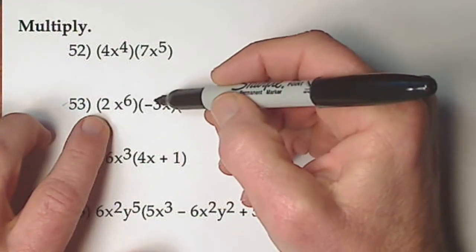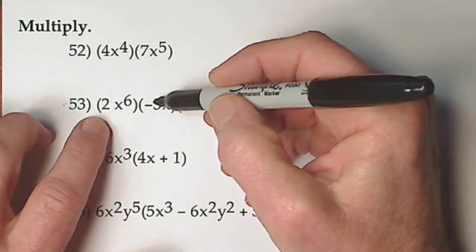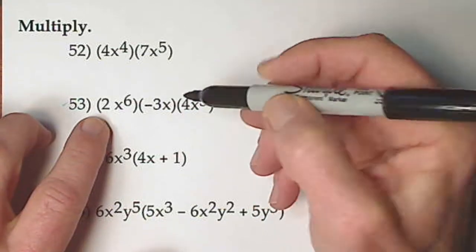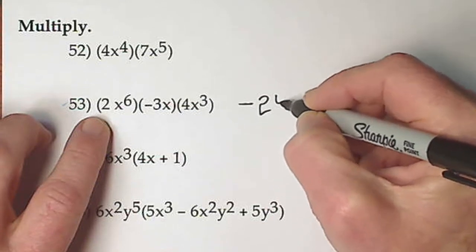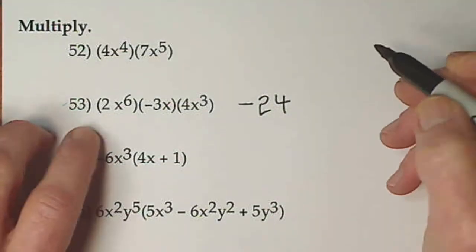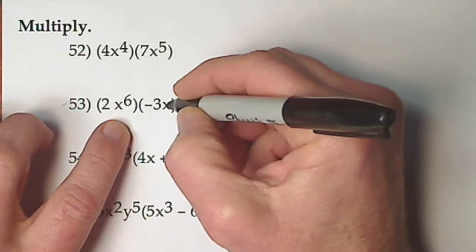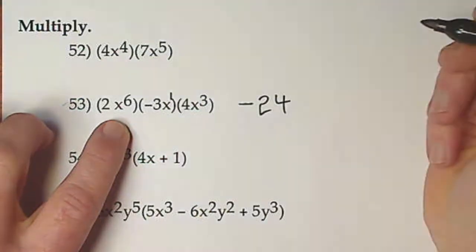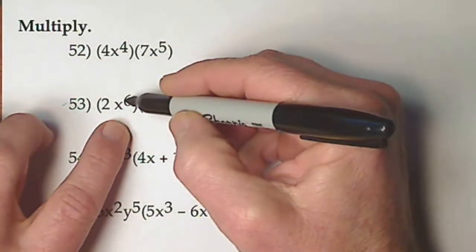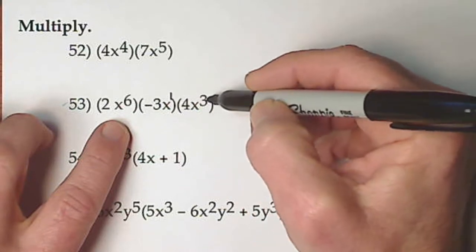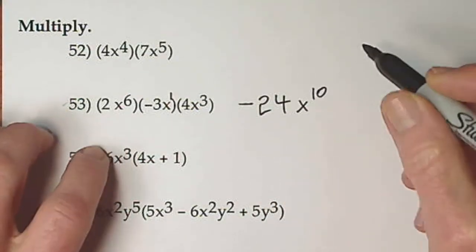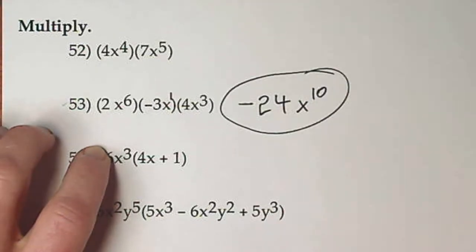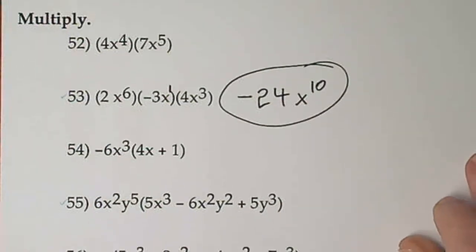All right, so 2 times negative 3 is negative 6. Negative 6 times 4 is negative 24. All right. X to the 6. This x here has an exponent of 1. So all you have to do is add 6 and 1 is 7, plus 3 is 10. X to the 10. So that's the result of that calculation.